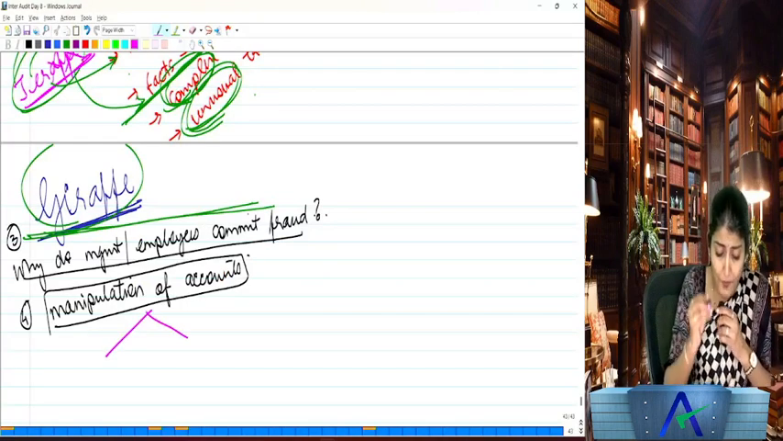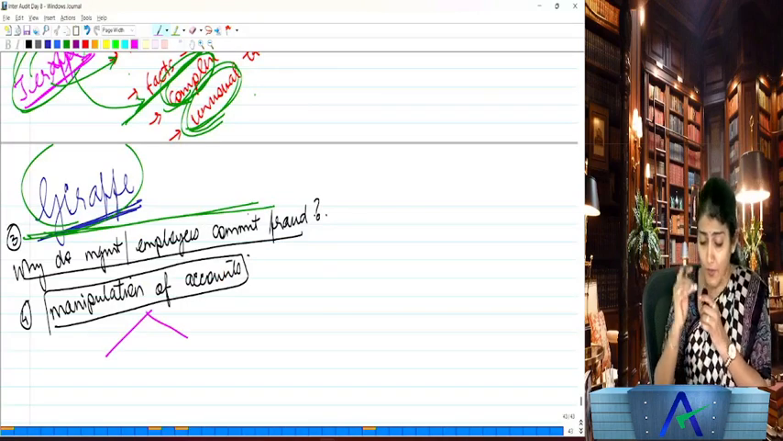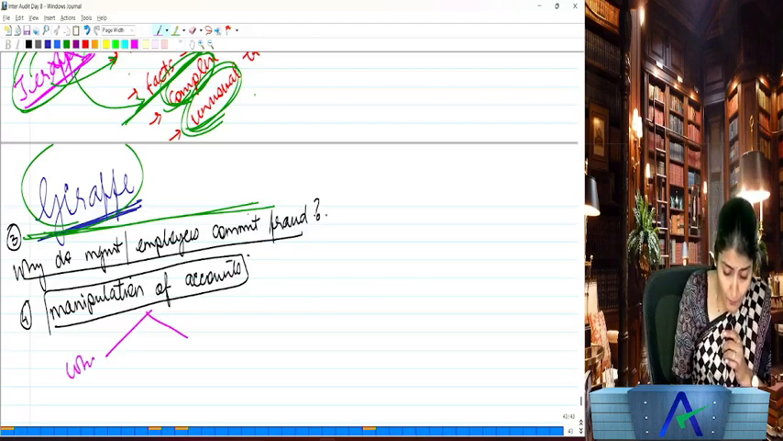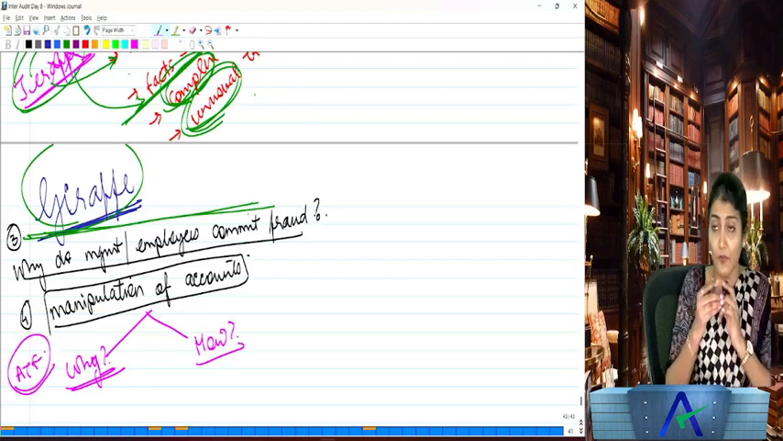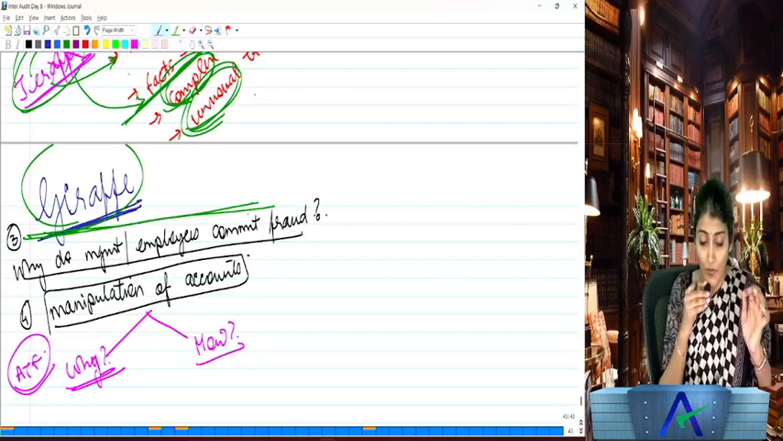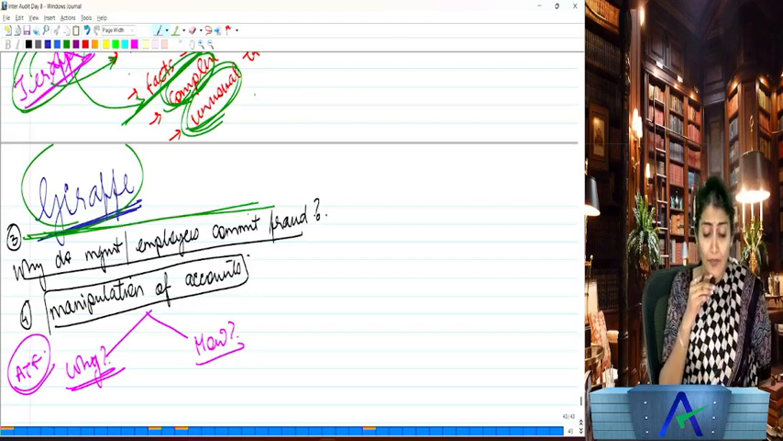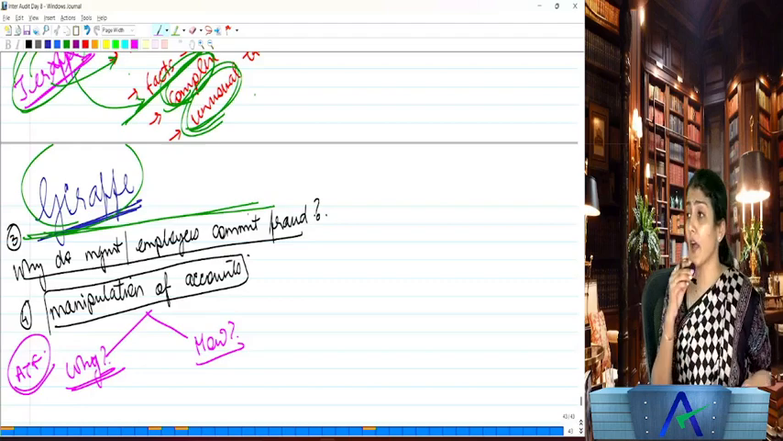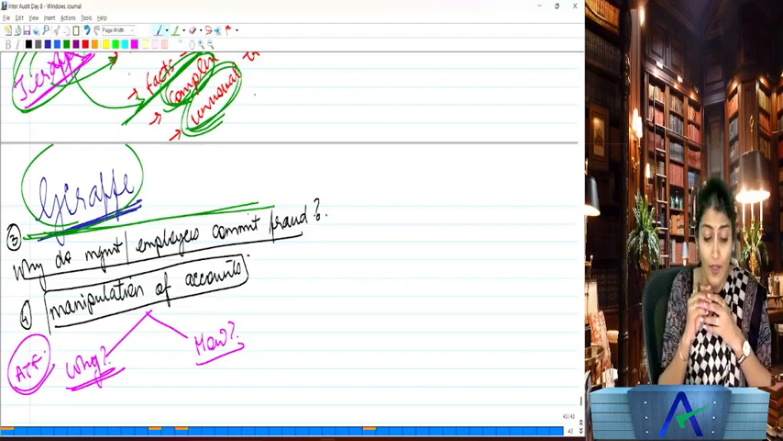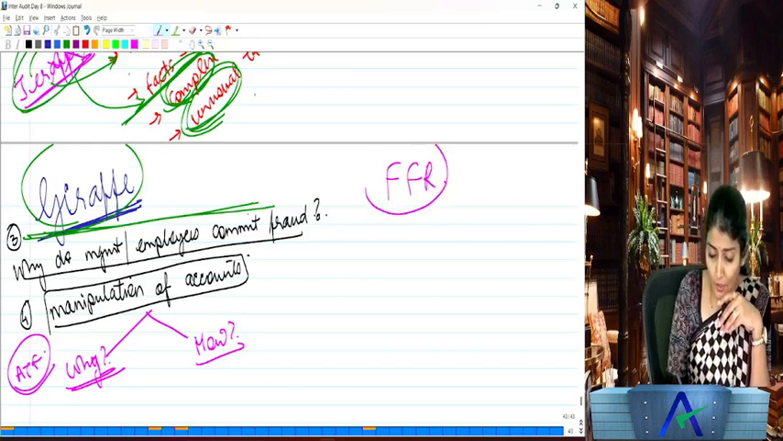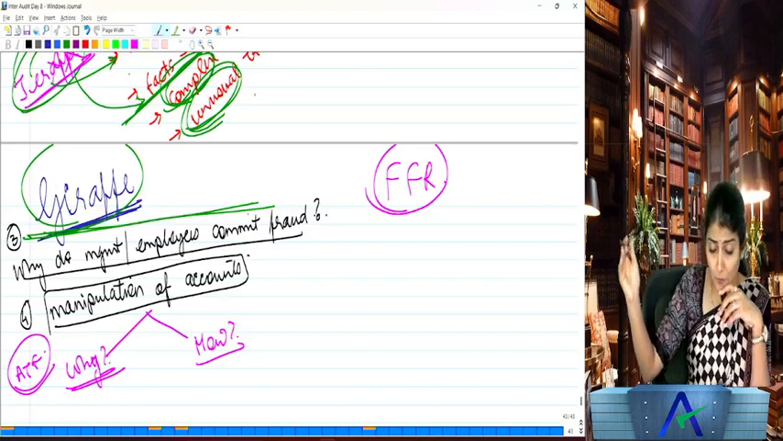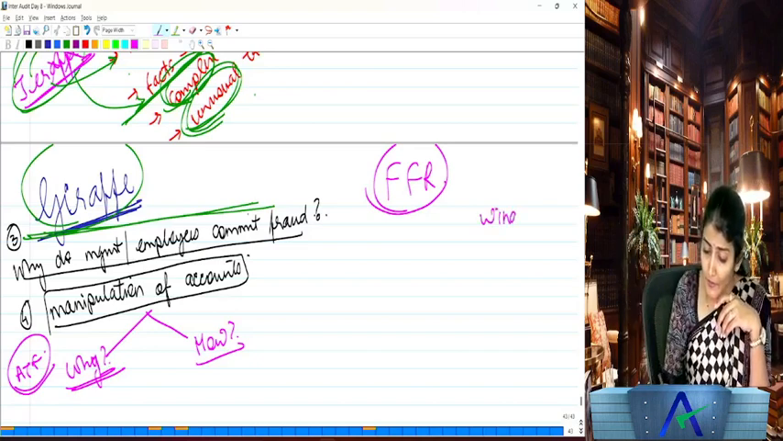And we have two super favorite questions of the ICAI over here. One, regarding why would a company manipulate the accounts? And second, how would a company manipulate the accounts? Super favorite questions of the ICAI, right? Why would a company manipulate the accounts? And how would a company manipulate the accounts? Okay, right? So what is the type of fraud which we are discussing on the left-hand side? Fraudulent financial reporting, right? Have you guys heard a term called window dressing?